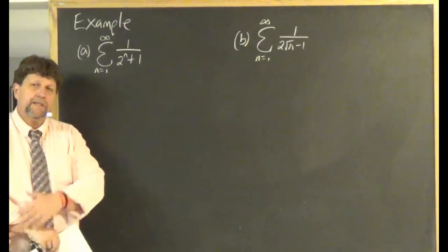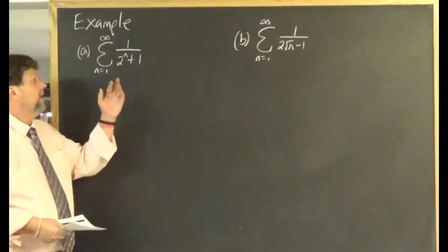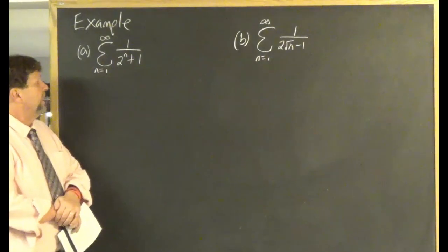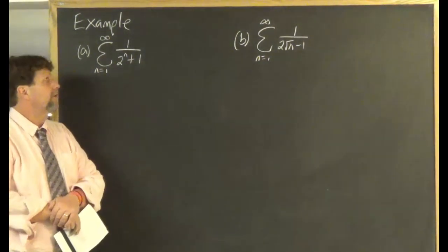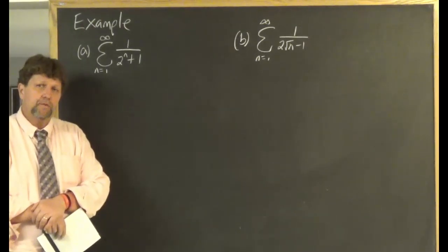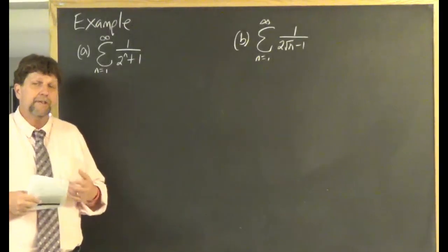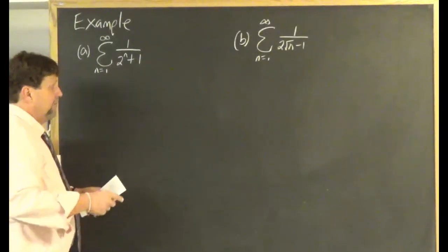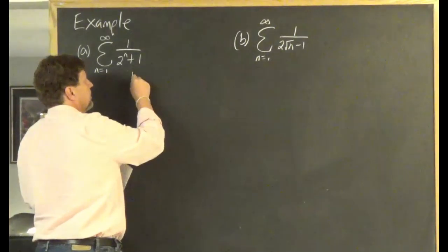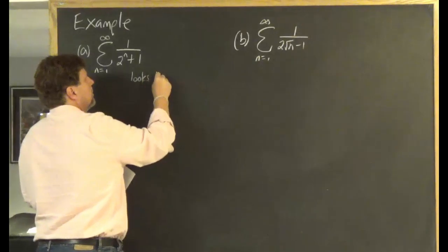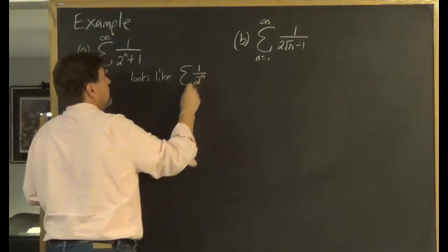All right, folks, here is our first example. We're asked to determine if the following series converge or diverge. In part A, the series was the sum from n equals 1 to infinity of 1 over 2 to the n plus 1. So the first thing I would say is, boy, that really kind of looks like a geometric series. In fact, I would say that it looks like the geometric series 1 over 2 to the n.